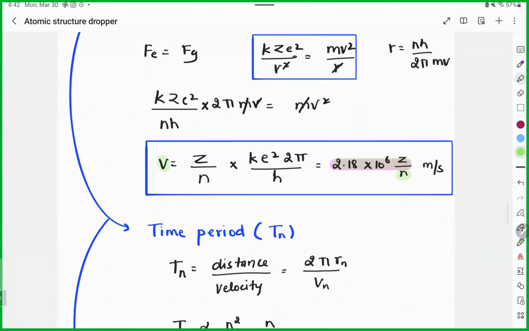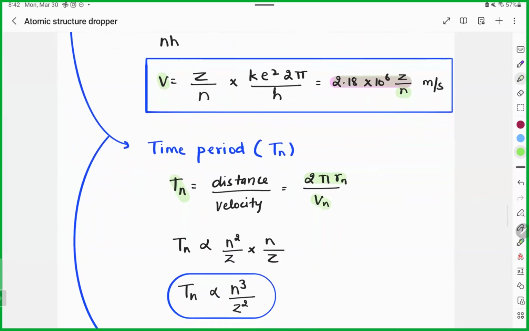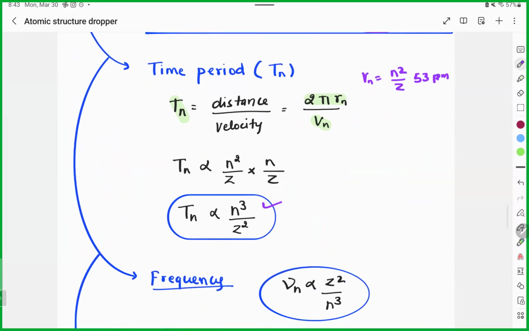Third, time period. You will not face an issue. Why? Time period is equal to distance upon velocity. So you know radius at n is n square by z into almost 53 picometer, and velocity is written here as z by n. Correct? So if you put in the values, you can calculate this. They will never ask you the value. Most of the time you need to understand how they are correlated with each other.